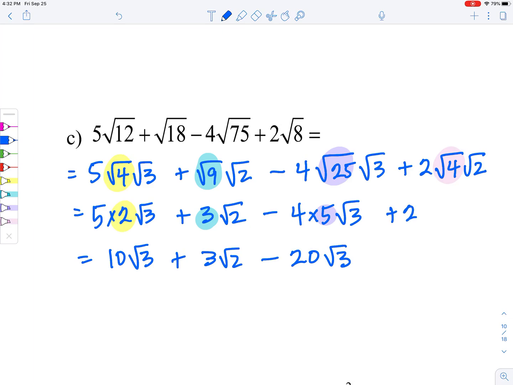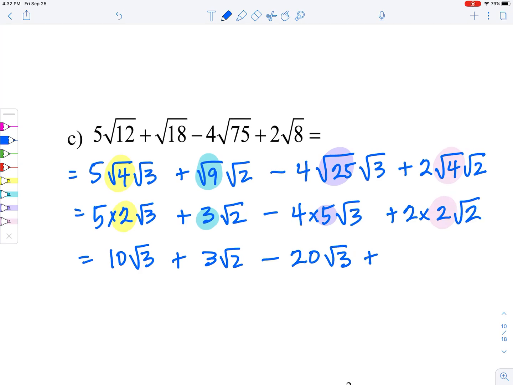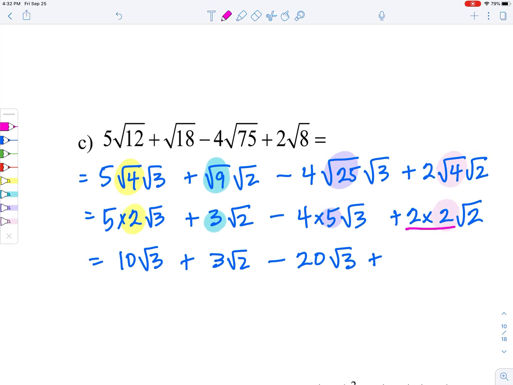And for the last one, the 2 was out front, times. When that pink square root of 4 is actually square rooted, we're going to get a 2 from that. So the square root of 4 is 2, and that's going to be times 2. And when I multiply together the 2 and the 2, I get 4 root 2. So if we look at these, we have 10 root 3, and then minus 20 root 3. And now I'm going to be collecting like radicands.